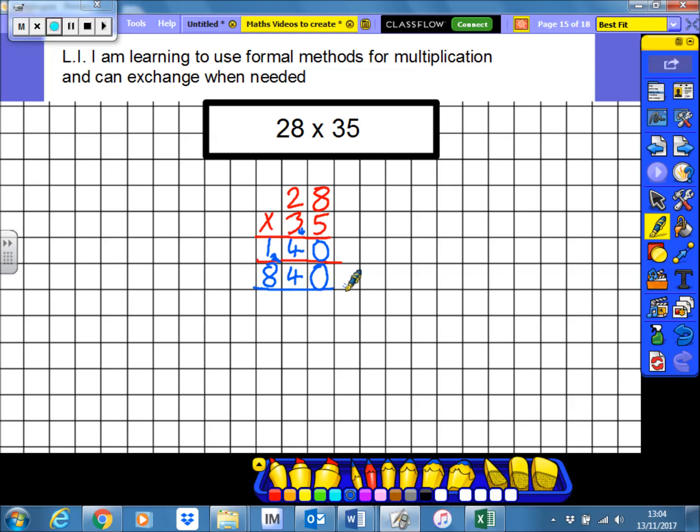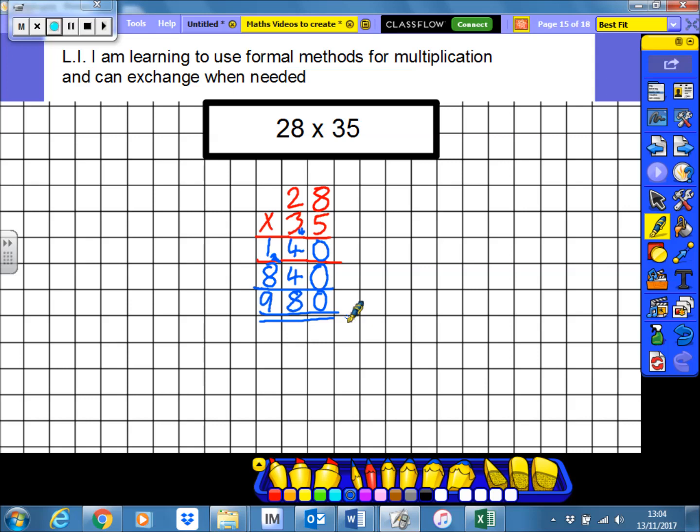Lastly, to get our final answer, we add these columns together as if we were doing formal addition. So 0 plus 0 is 0. 4 plus 4 is 8. And 1 plus 8 is 9. So our final answer is 980.